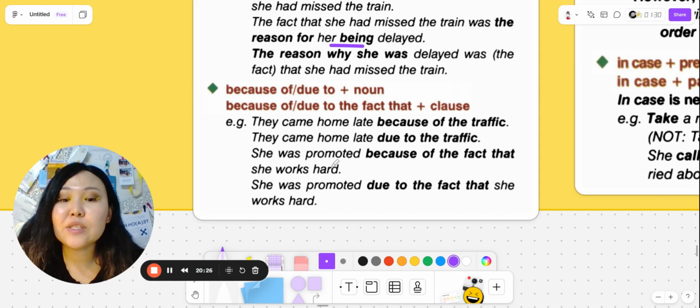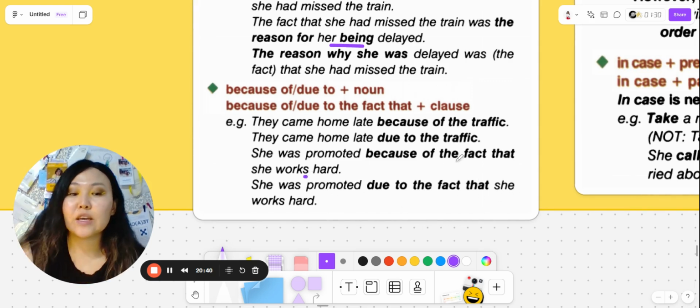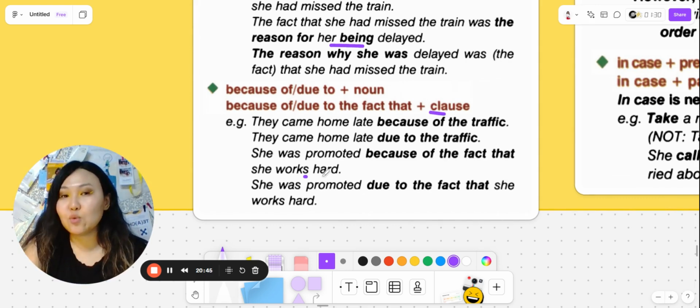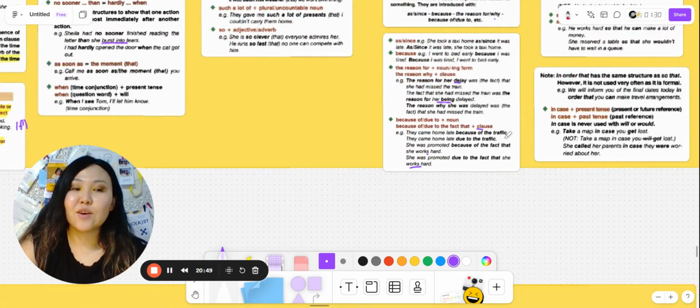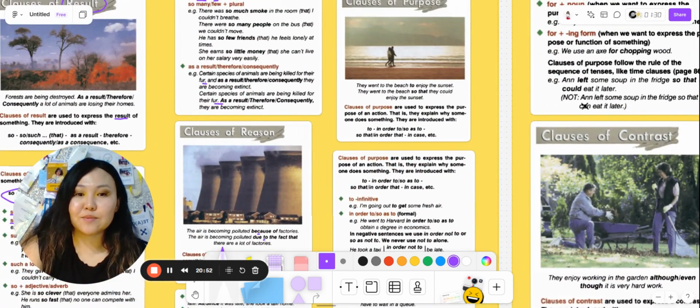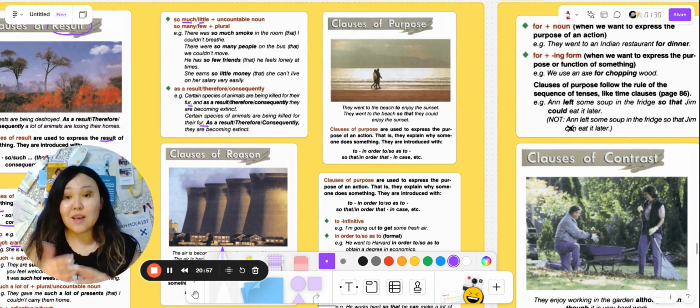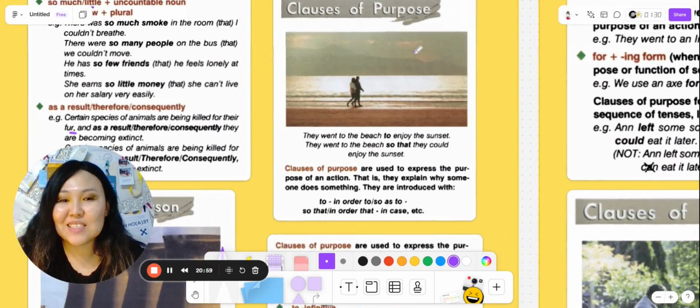Next one, she was promoted because of the fact that she worked hard. So we have a clause here. She was promoted due to the fact that she works hard. Well, here it was works too. So again, here we are using clauses, yeah? Because of the fact that she works hard, due to the fact that she works hard. So it was very, very fast. I mean, clauses of reasoning. Like, why? That's why. This is the reason.